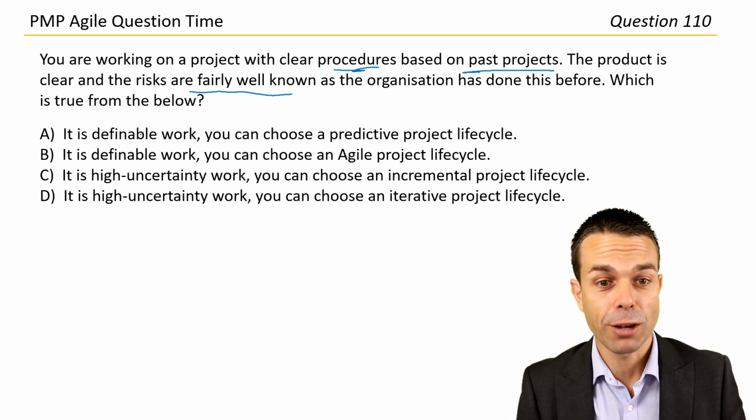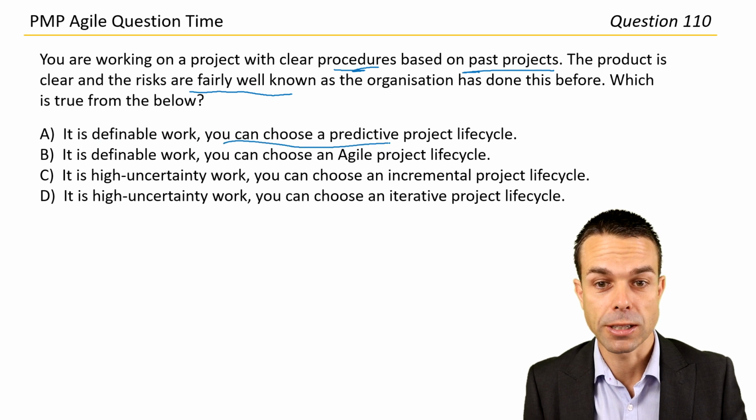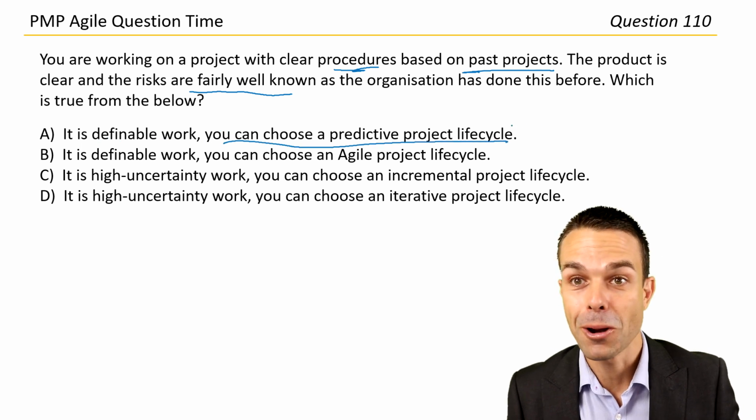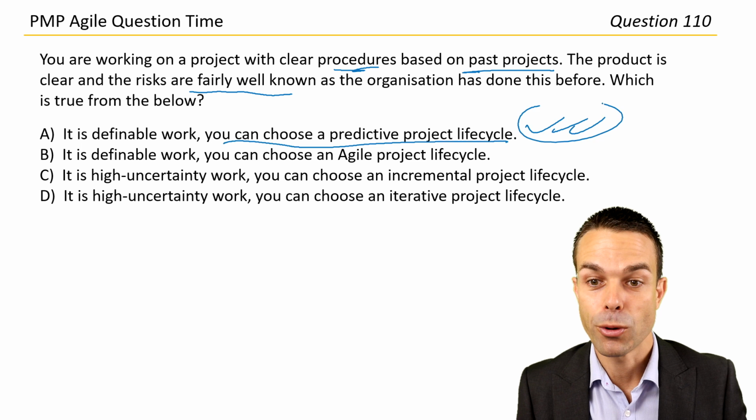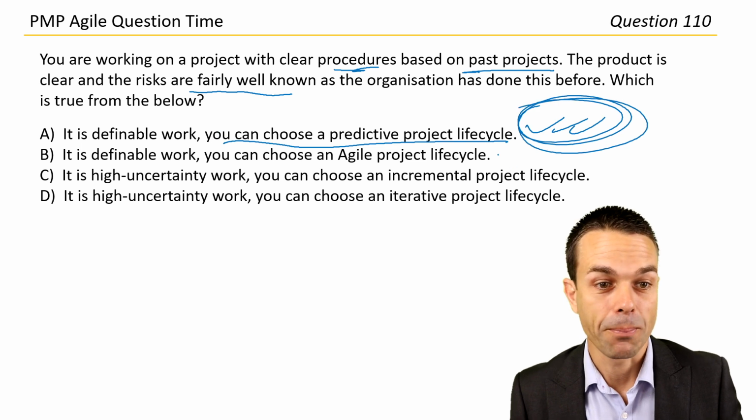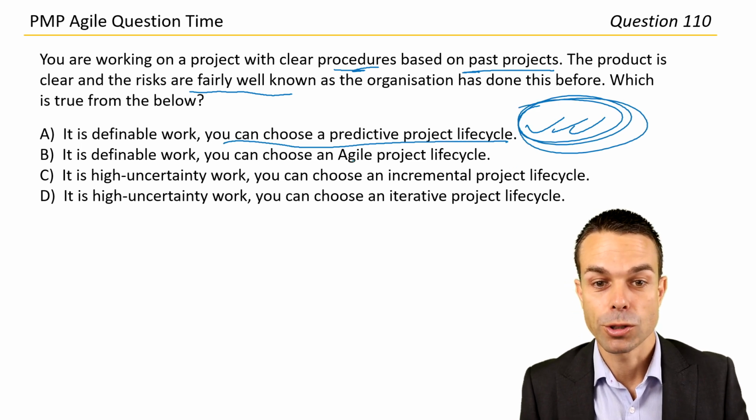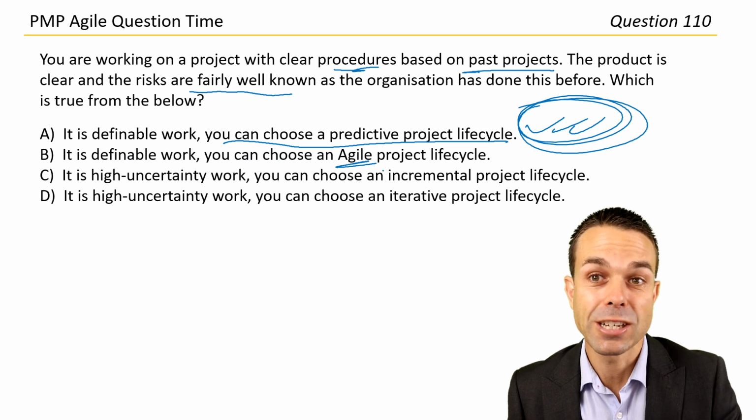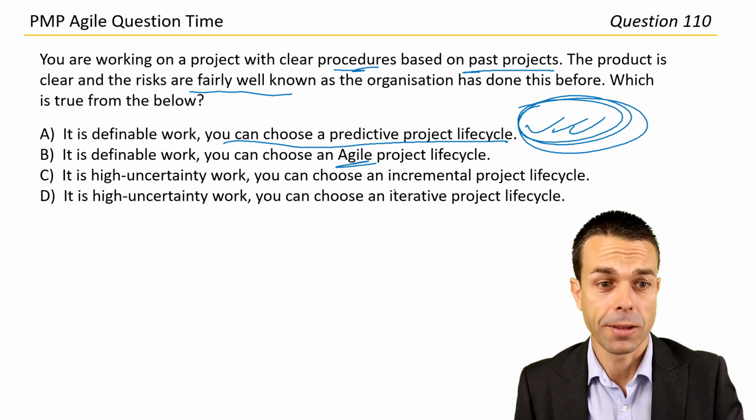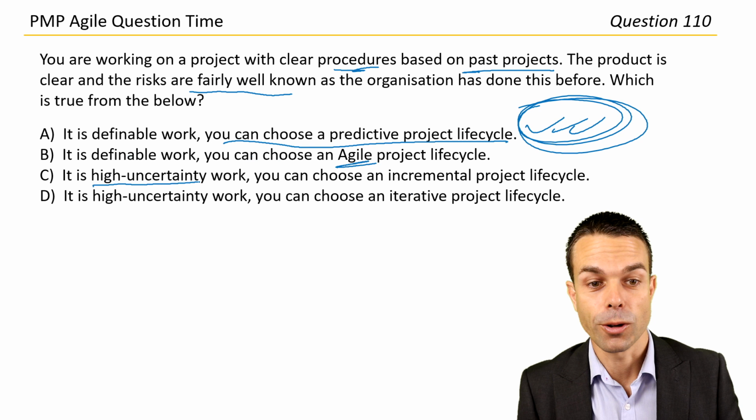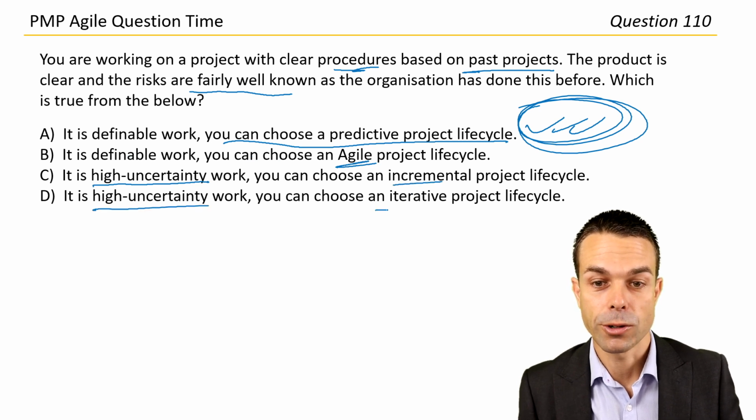So it's definable work, so you can choose a predictive project lifecycle. Well, there we go. That's exactly what we were talking about. I'm pretty sure that might be the one that we're looking at. It's definable work, so you can choose Agile. Well, if it's changeable work, that's when we use Agile, isn't it? So, or high uncertainty, there you go. So high uncertainty, you can use incremental. High uncertainty, you can use iterative.